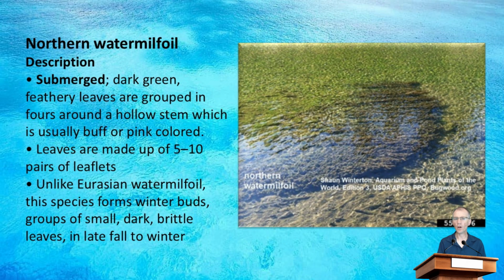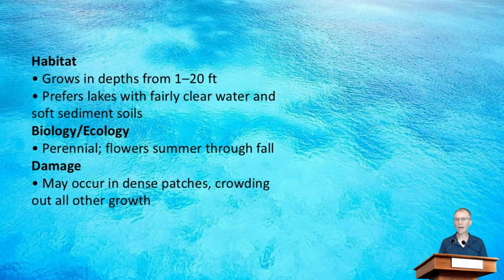Northern water milfoil. Description: submerged, dark green, feathery leaves are grouped in fours around a hollow stem which is usually buff or pink colored. Leaves are made up of 5 to 10 pairs of leaflets. Unlike Eurasian water milfoil, this species forms winter buds, groups of small, dark, brittle leaves in late fall to winter. Habitat: grows in depths from 1 to 20 feet.